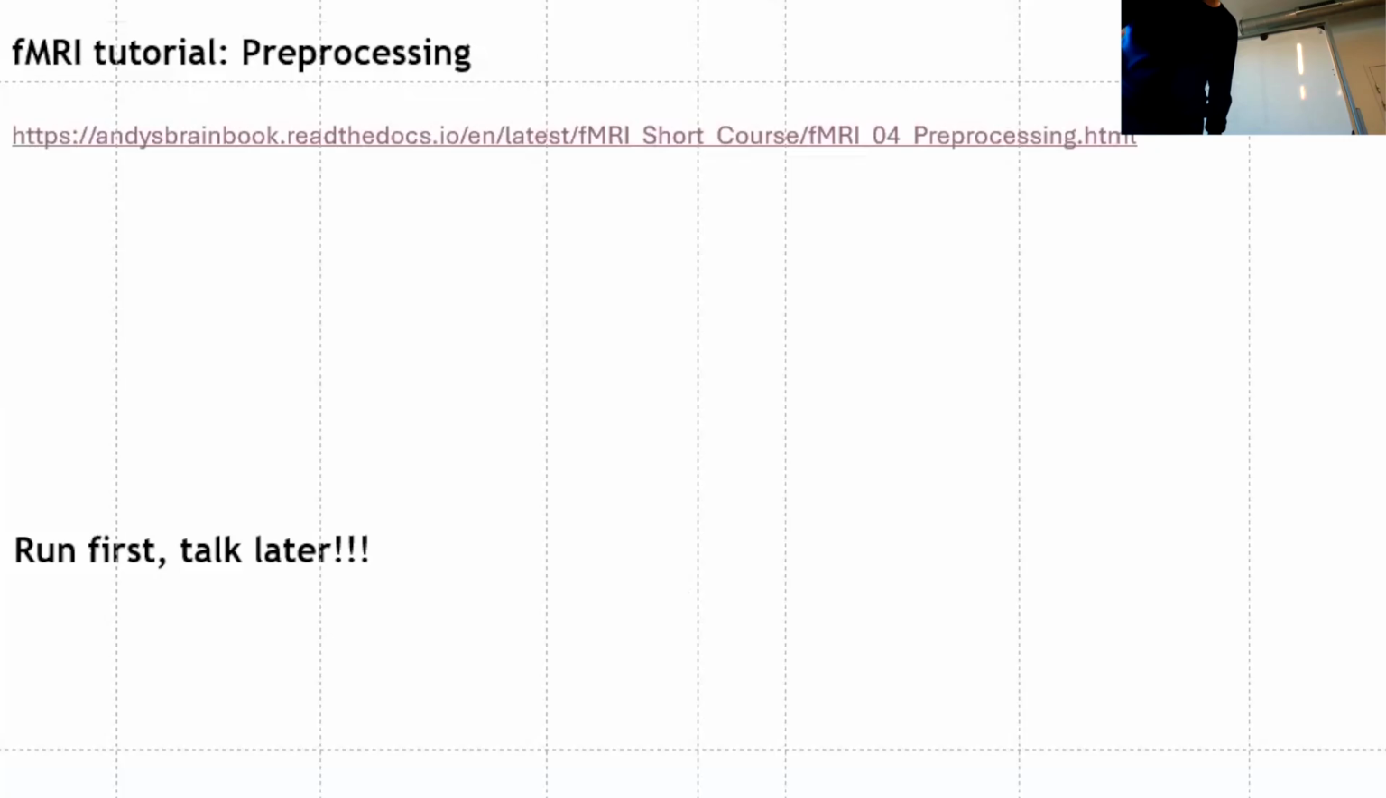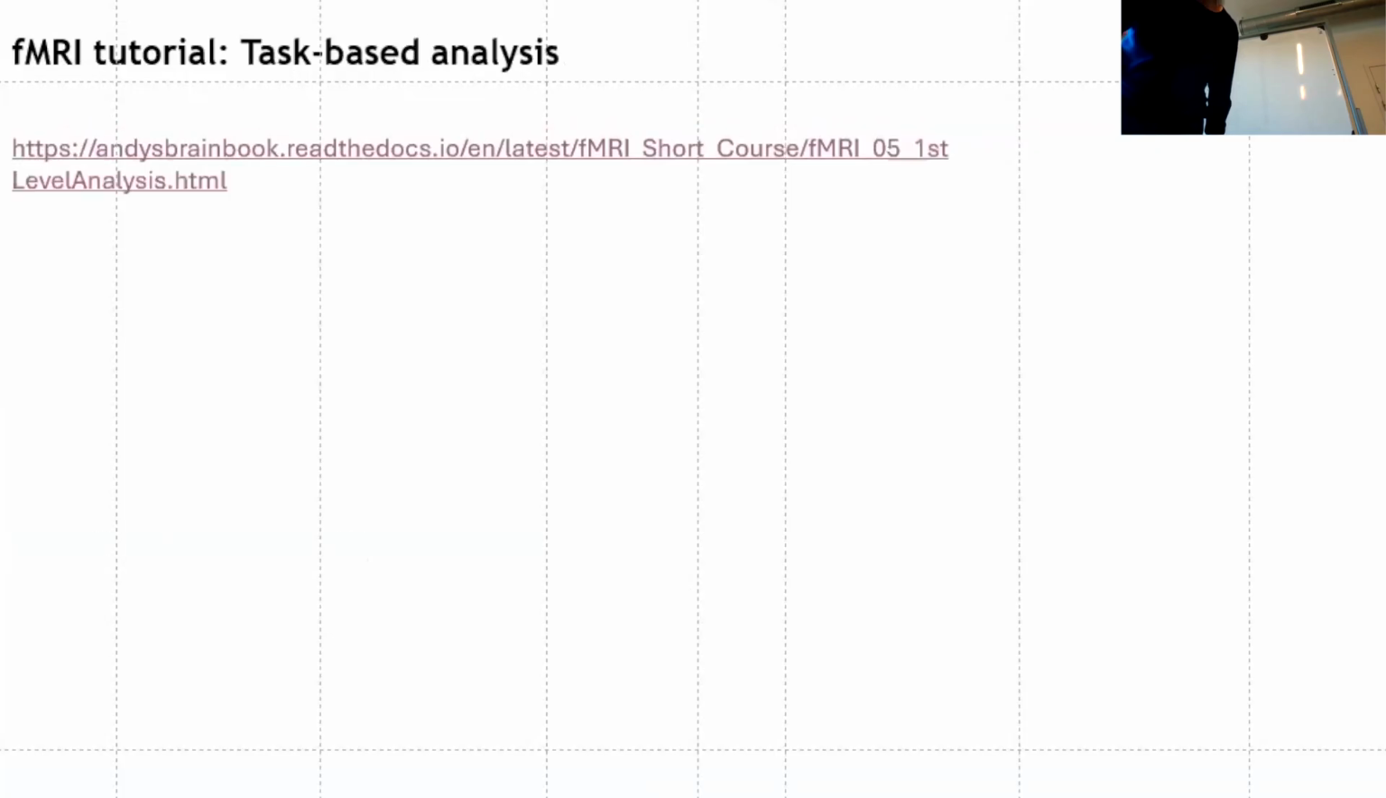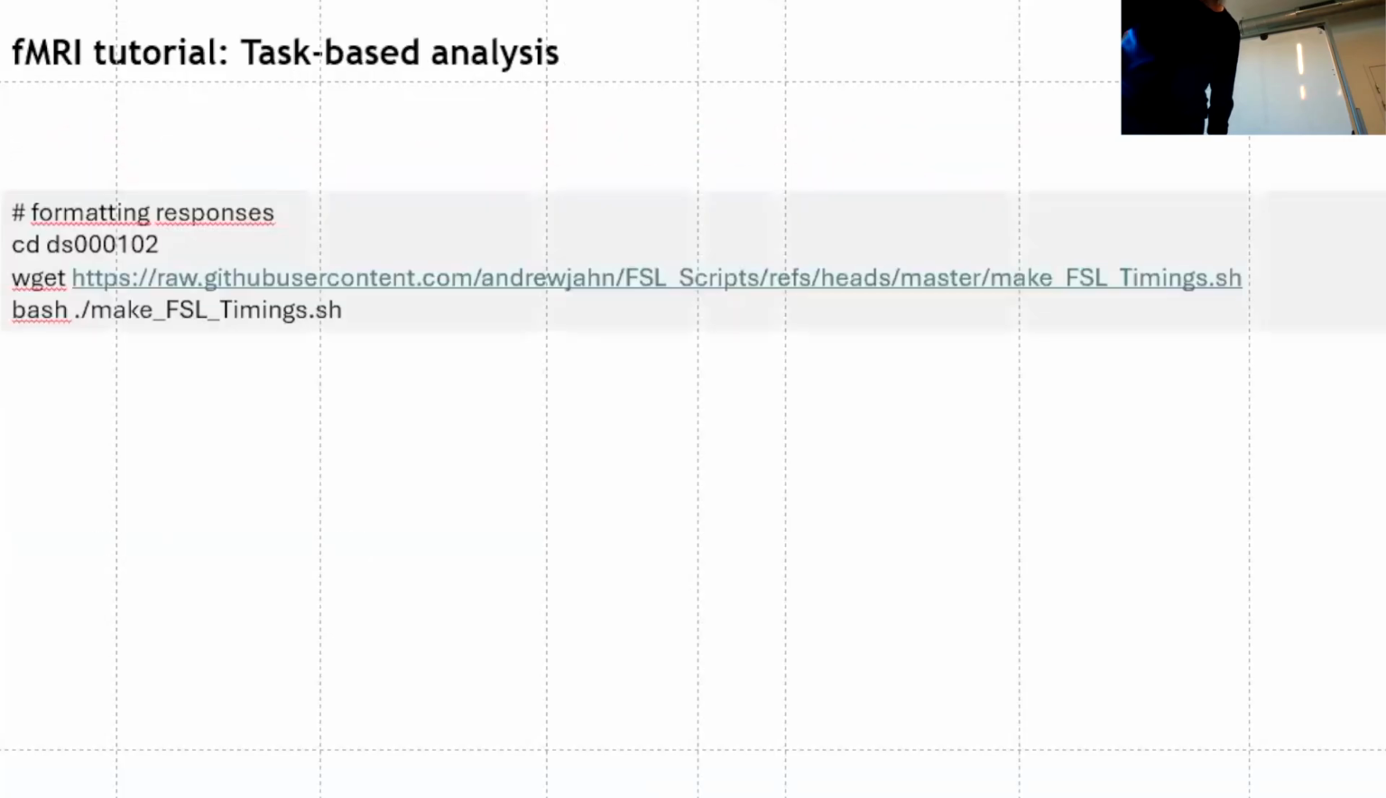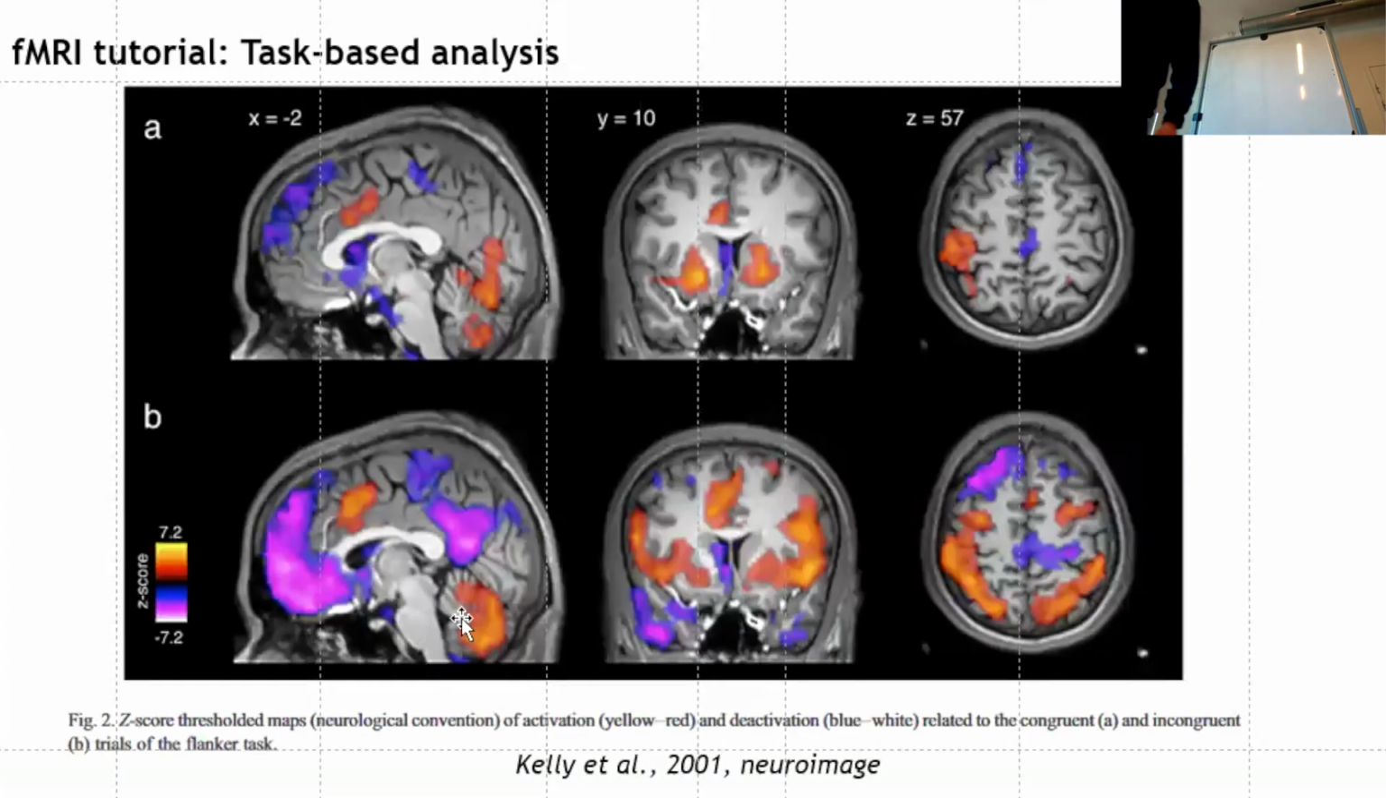So just to wrap up, because it's already late. This is the original paper from 2001, the paper that is related to the data set you are using. This is the first contrast, so this is congruent, I think. Congruent and incongruent Z maps, for all the subjects.